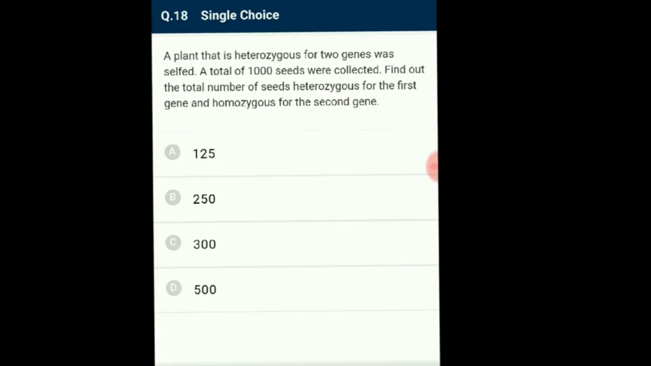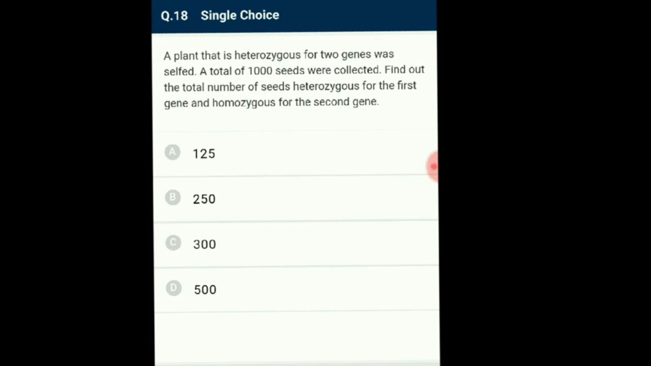A plant that is heterozygous for two genes was selfed. A total of 1000 seeds were collected. Find out the total number of seeds heterozygous for the first gene and homozygous for the second gene. The plant is heterozygous for two genes. Thus, its genotype is capital A, small a, capital B, small b. Its selfing is actually a dihybrid cross.